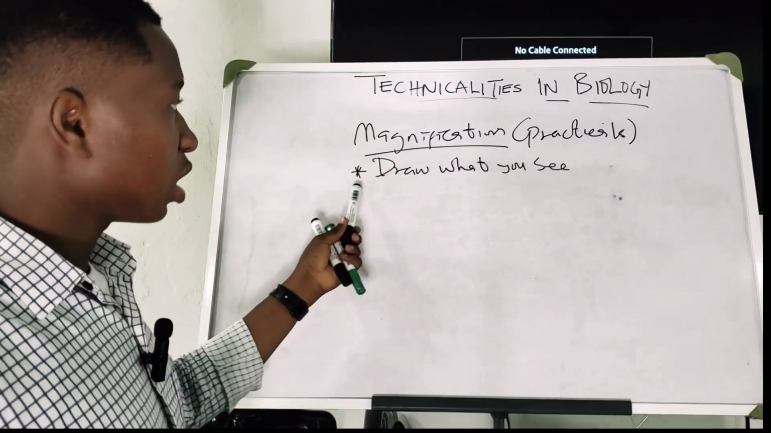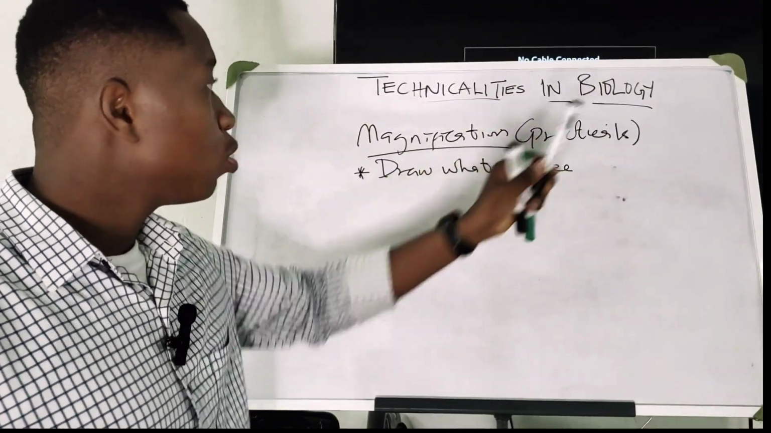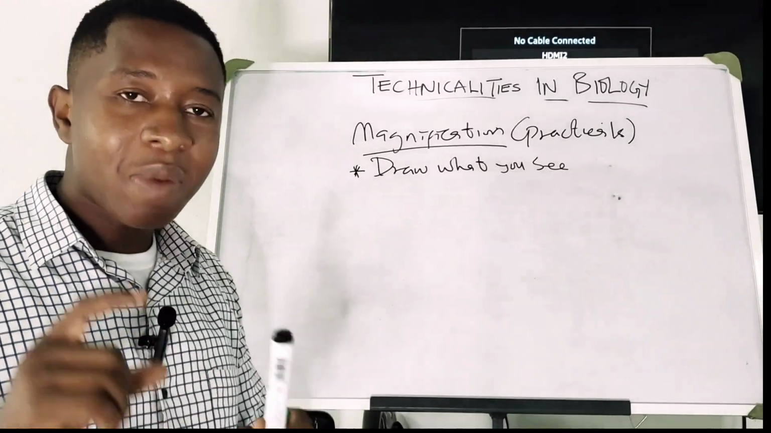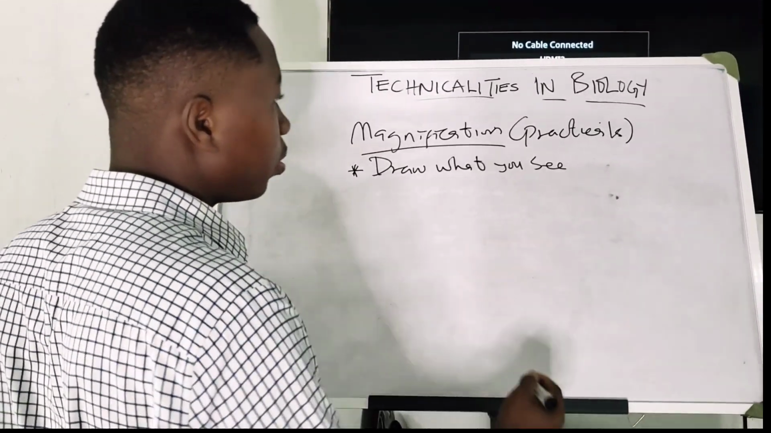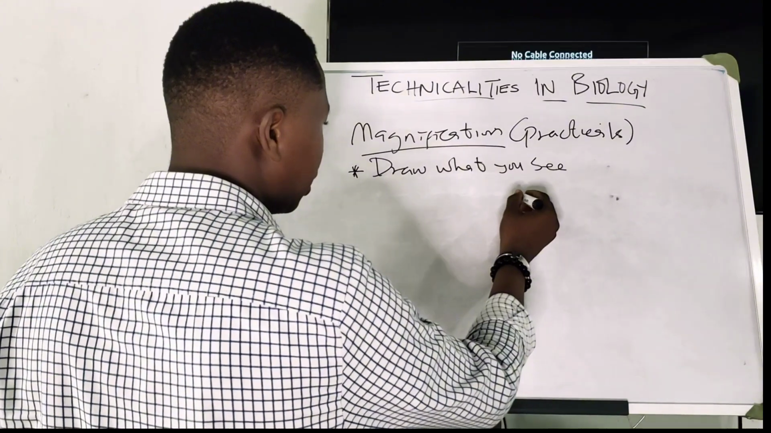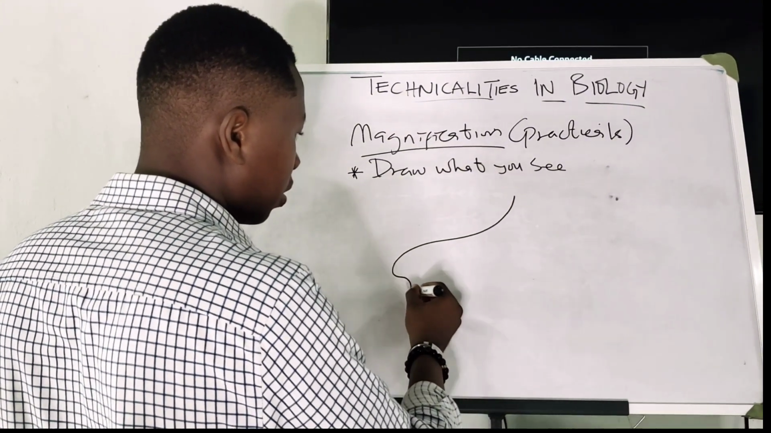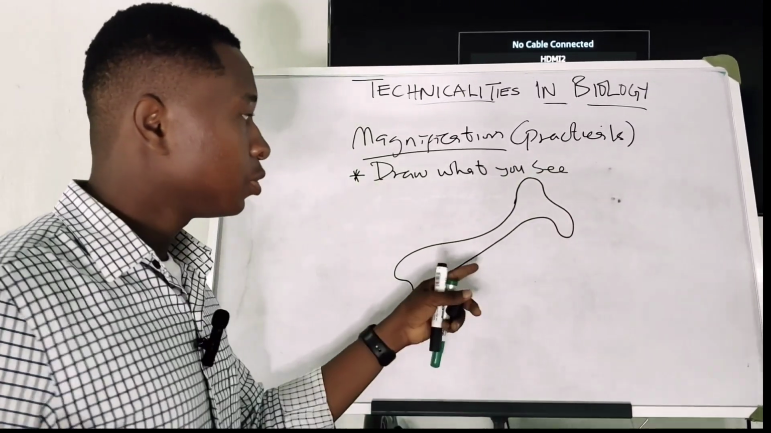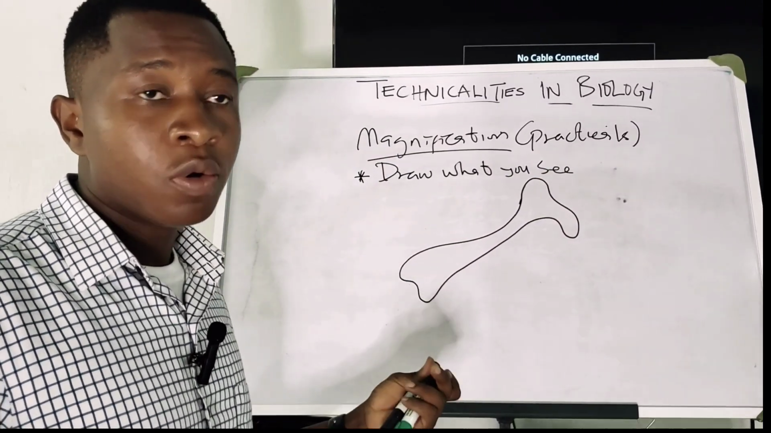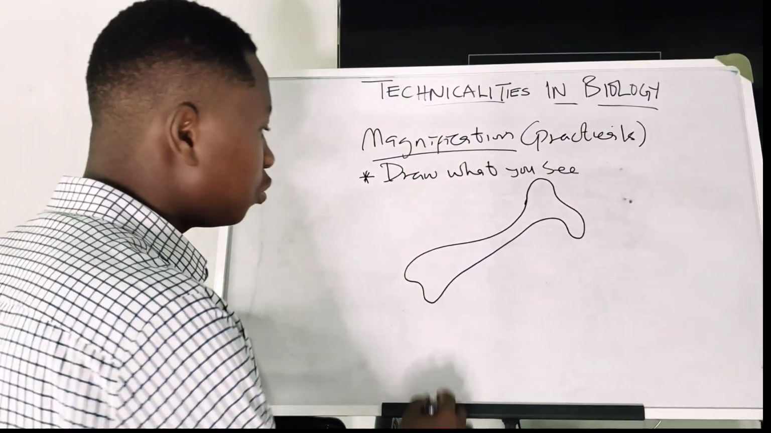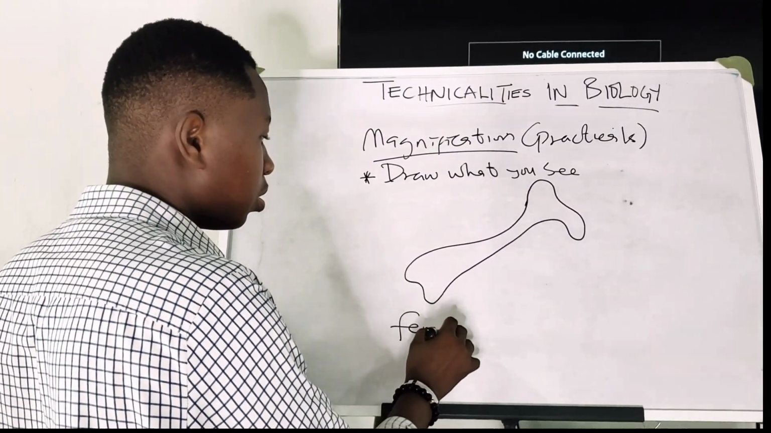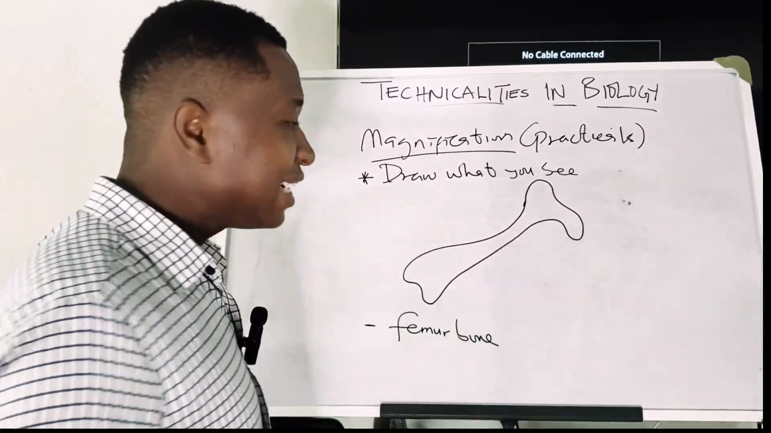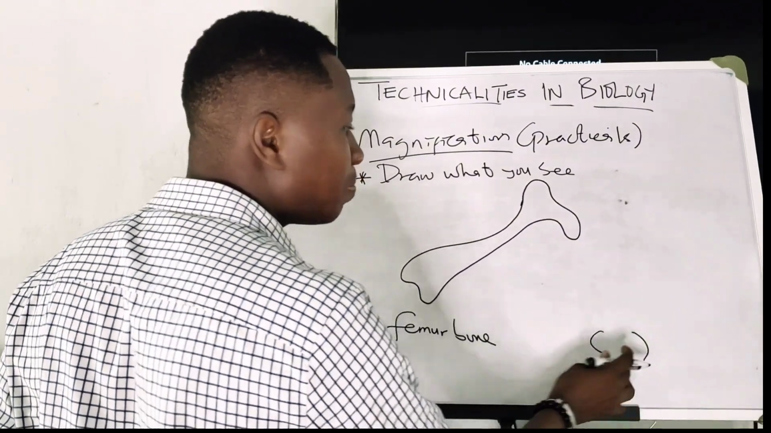Another one is, okay, let's go into the magnification now. It's basically for practicals. When drawing, you have to measure magnification. Let's use the femur again, the femur bone, as an example. So let's assume this is a rough sketch of the femur bone we are asked to draw. Firstly, you label the title. It's very important. Then the other labels. And then you are expected to put a magnification just by the side.